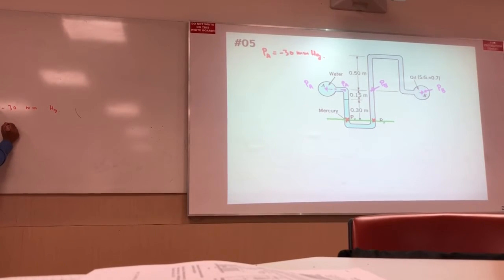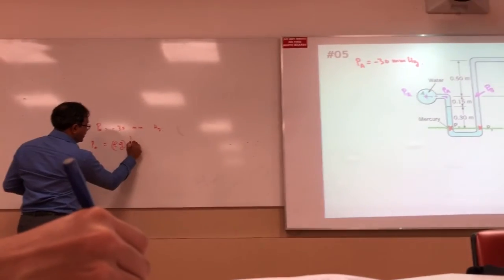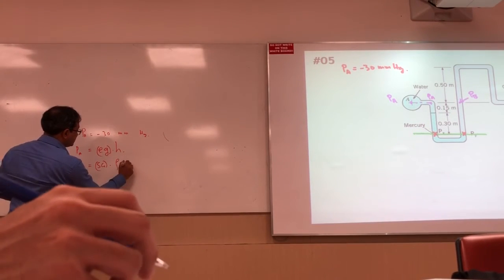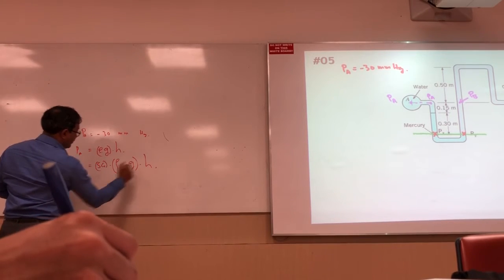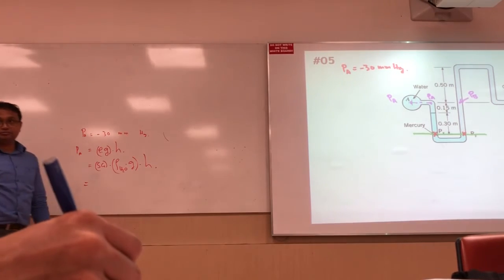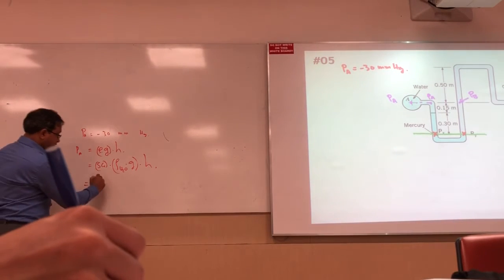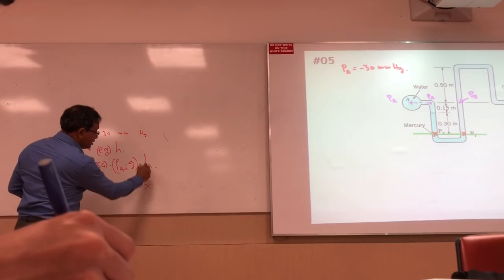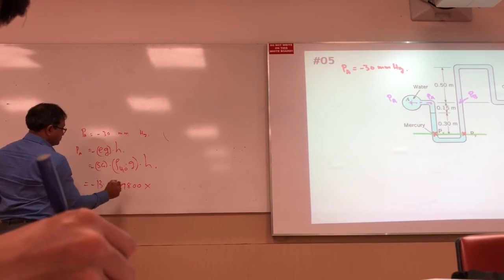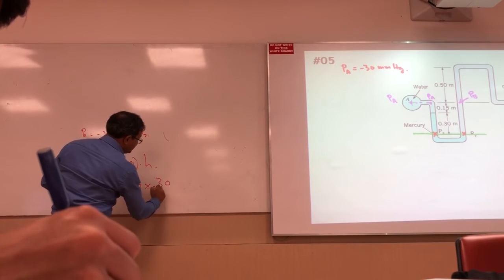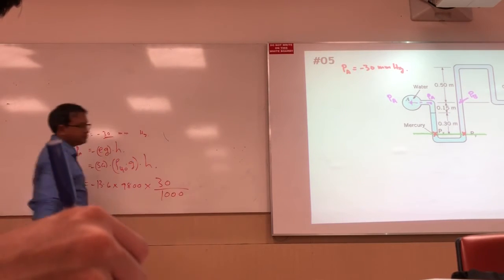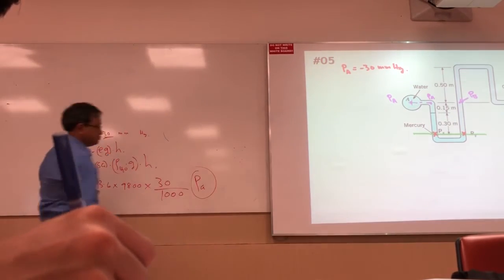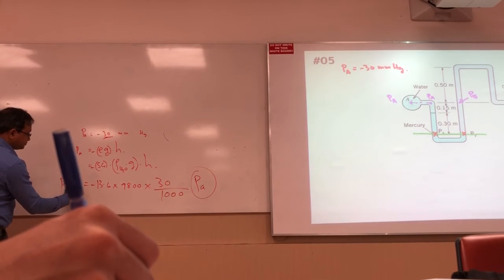Rho g h, right? Specific gravity, rho of water, g h. You remember, right? What is this value? Specific gravity of mercury, 13.6. This one, 9800. This one, negative value, right? Minus 30 millimeter, should be multiplied. This is the meaning of this. PA.